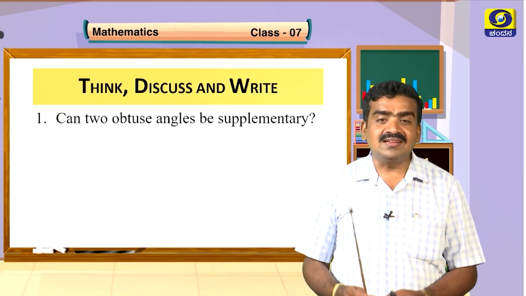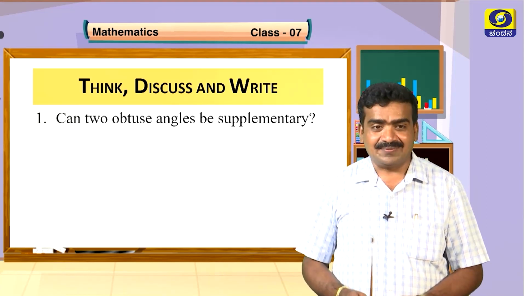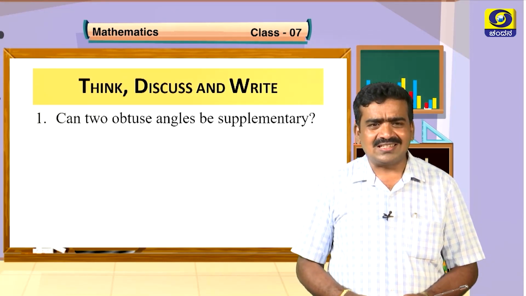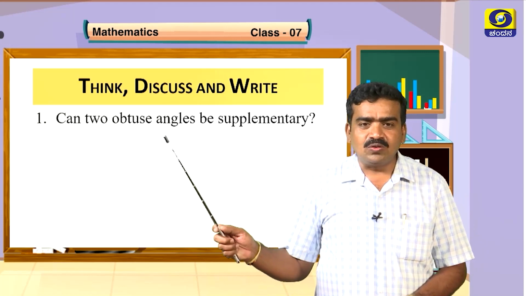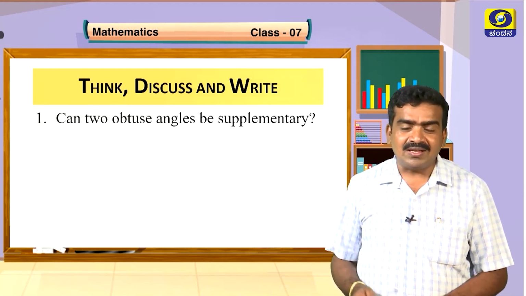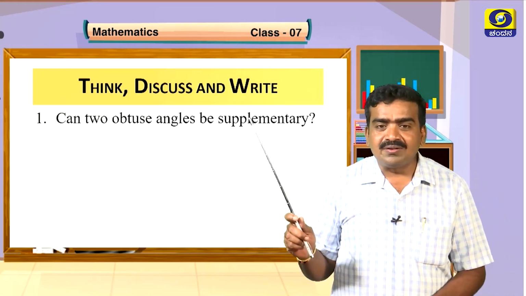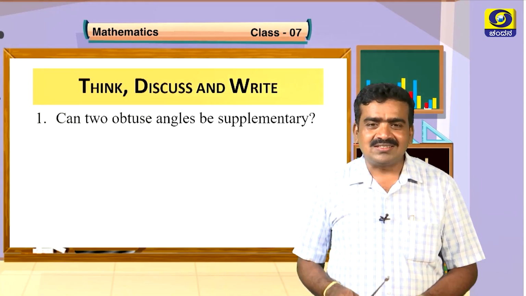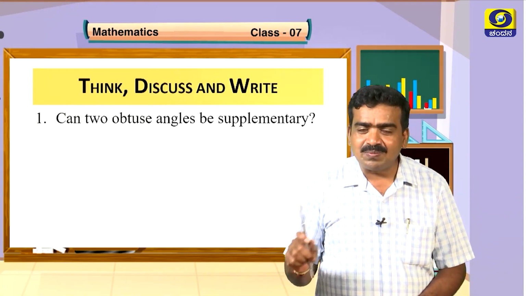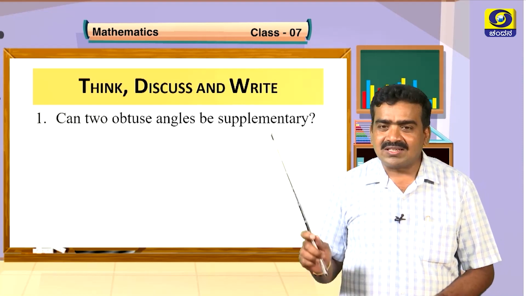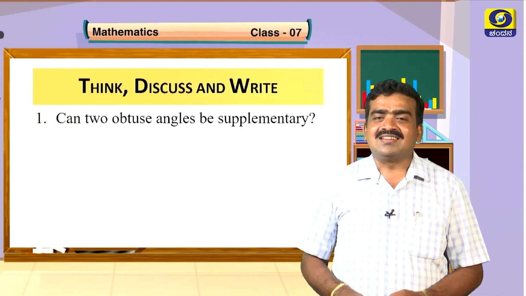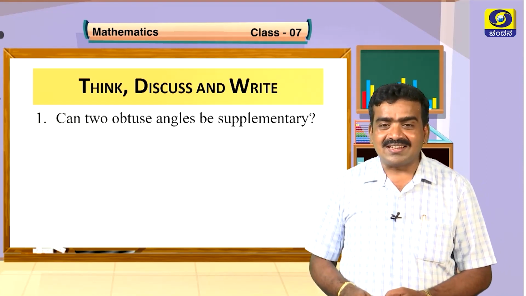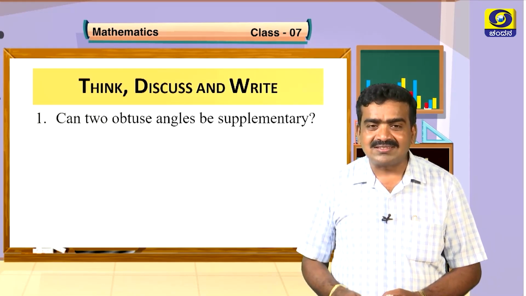Now, think, discuss and write. The question is like this: can two obtuse angles be supplementary? Before going to answer this question, you have to recall the meaning of supplementary angles. What are supplementary angles? If the sum of two angles is 180 degree, then they are called as supplementary angles.